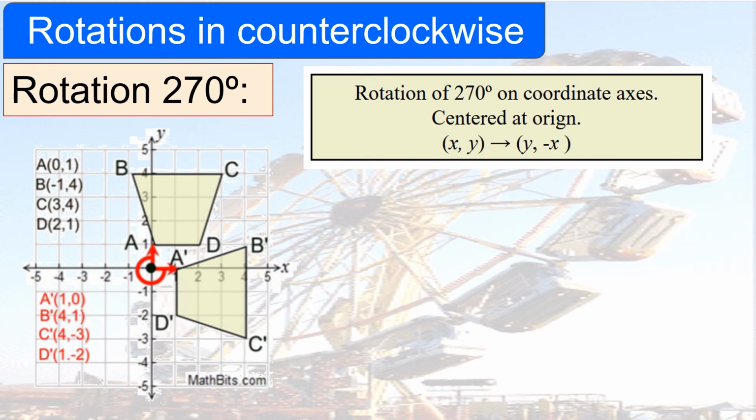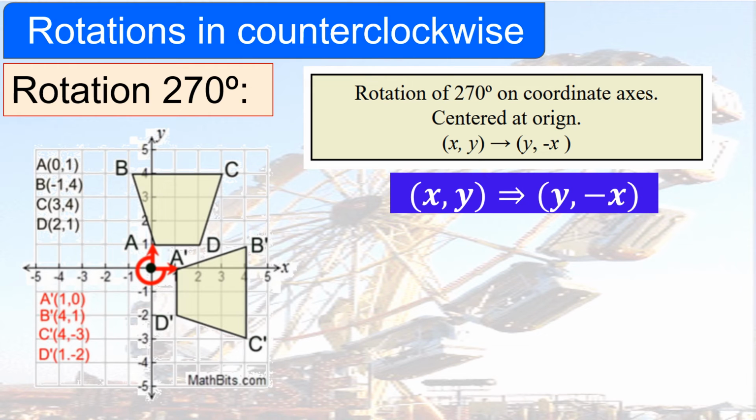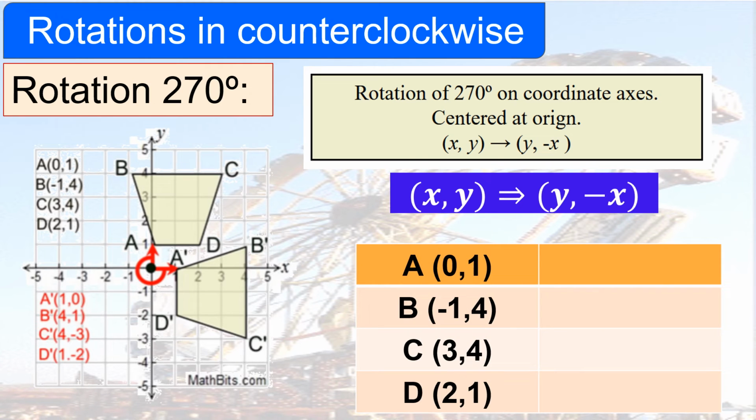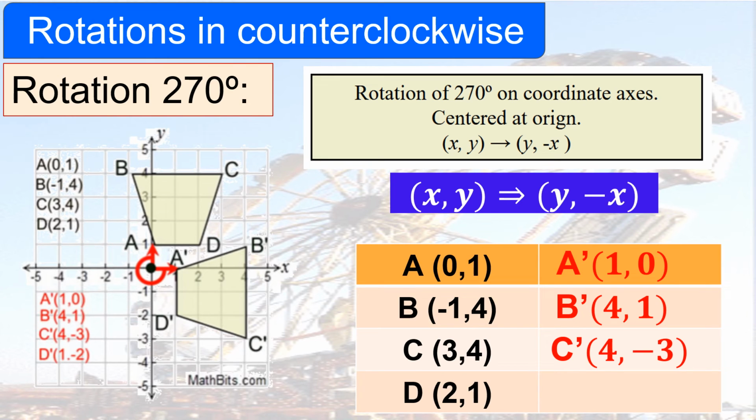Now, let us have rotation of 270 degrees counterclockwise. The pattern will be your (x, y) becomes (y, -x). If we have these coordinates, at point A (0, 1), A prime will become (1, 0). At B (-1, 4), B prime will become (4, 1). At C (3, 4), C prime is (4, -3). And for D at (2, 1), D prime is at (1, -2).